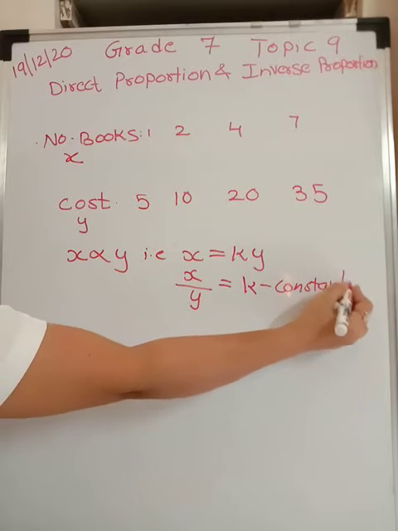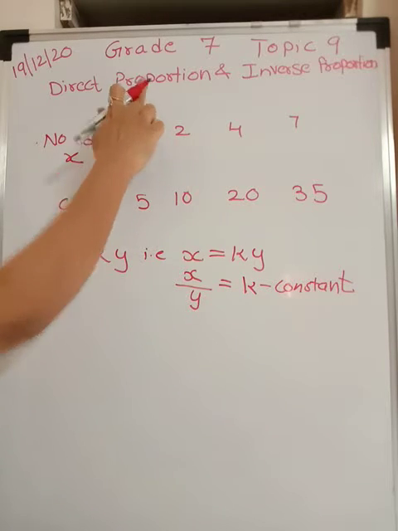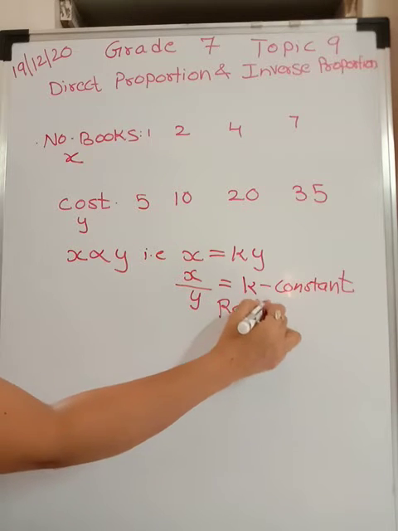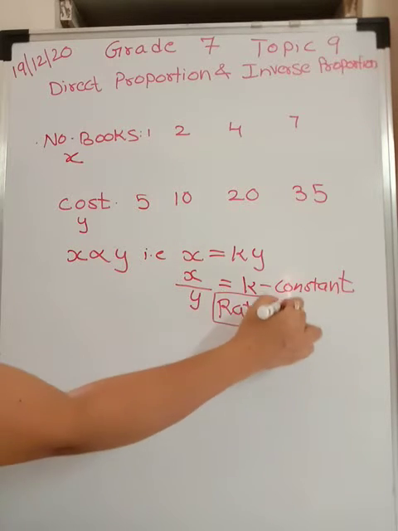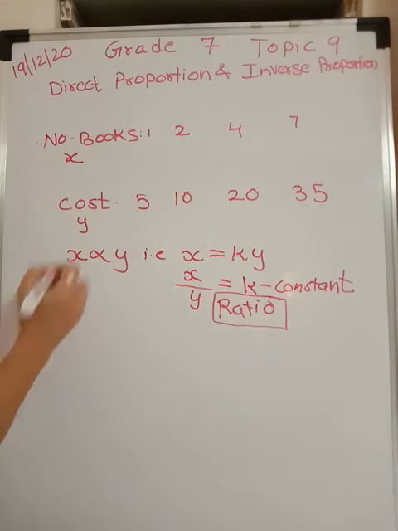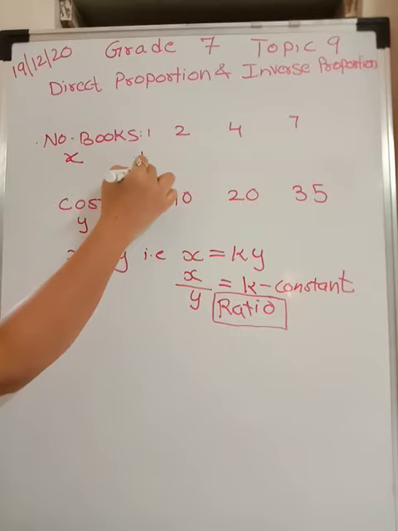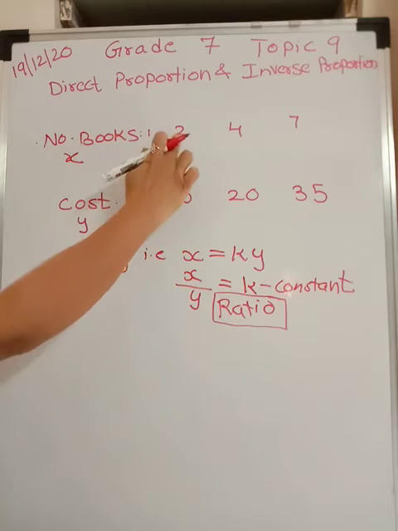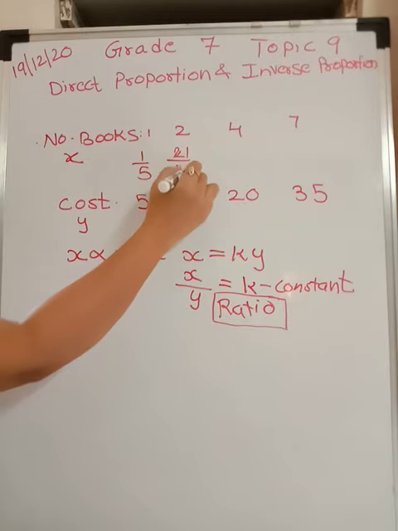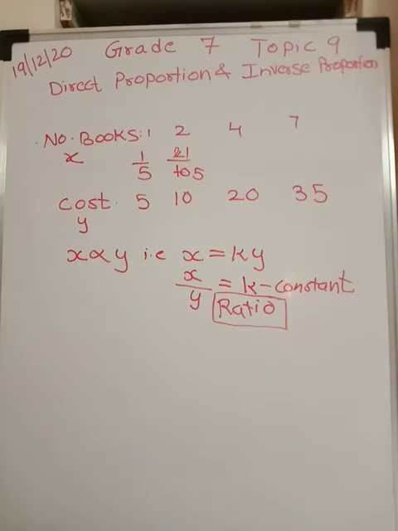So what you have to remember? In direct proportion, what remains constant? Always the ratio remains constant. Now let us check. Let us take the ratio of this. What will be the first ratio? First ratio is 1 upon 5. What is the second ratio? 2 upon 10. 2 ones are and 2 fives are. It is again 1 upon 5.